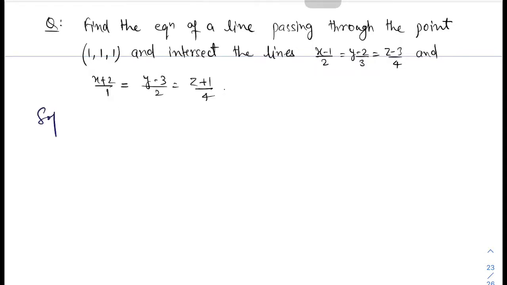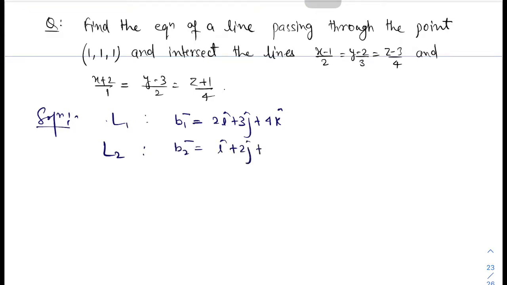this parallel vector for line L1, let me call it B1. This is 2i plus 3j plus 4k cap, and for L2 the parallel vector is what? i cap plus 2j cap plus 4k cap. You can easily see that these parallel vectors B1 and B2 are not collinear. It means the lines are not parallel.